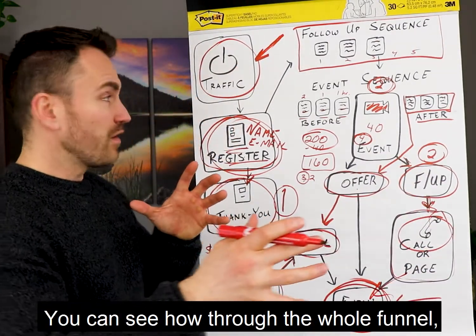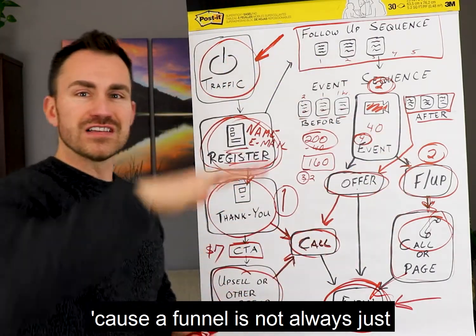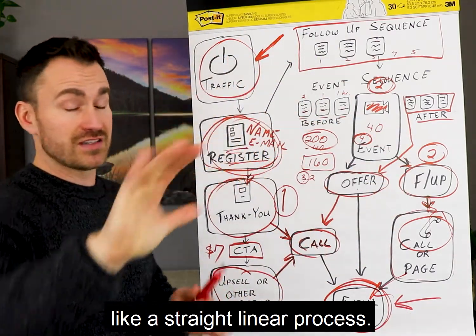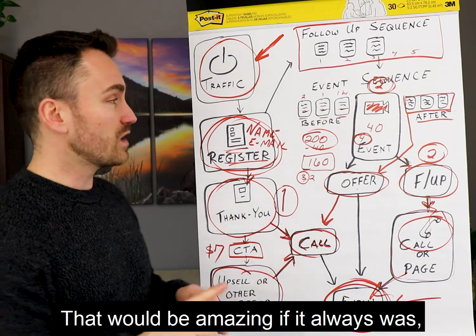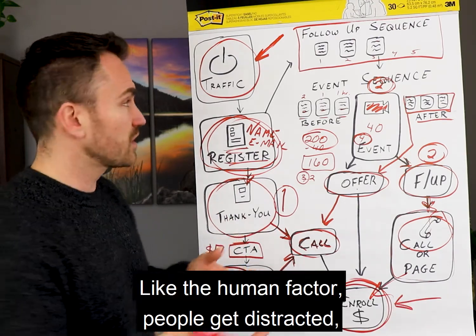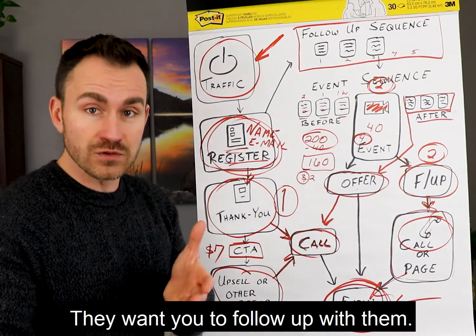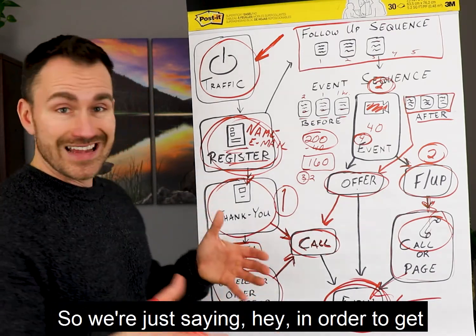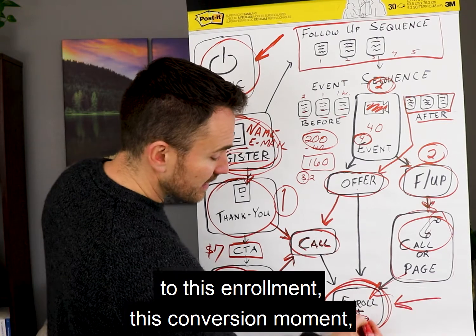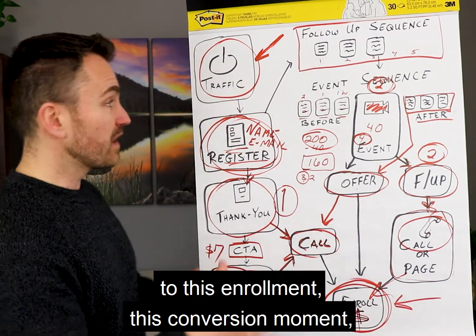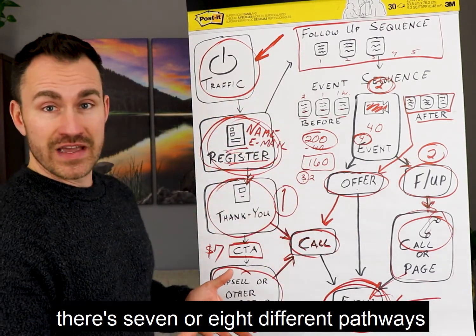You can see how through the whole funnel, because a funnel is not always just a straight linear process. That would be amazing if it always was, but let's be realistic. Like the human factor, people get distracted, they don't follow through, they need you to follow up, they want you to follow up with them. So we're just saying, hey, in order to get to this enrollment, this conversion moment, there's 7 or 8 different pathways that people can take.